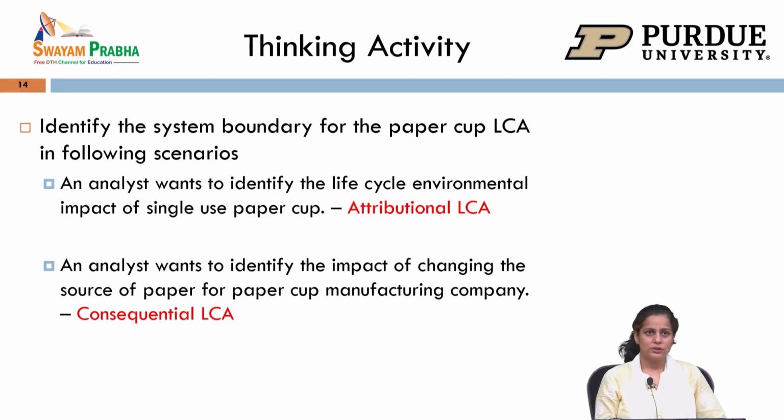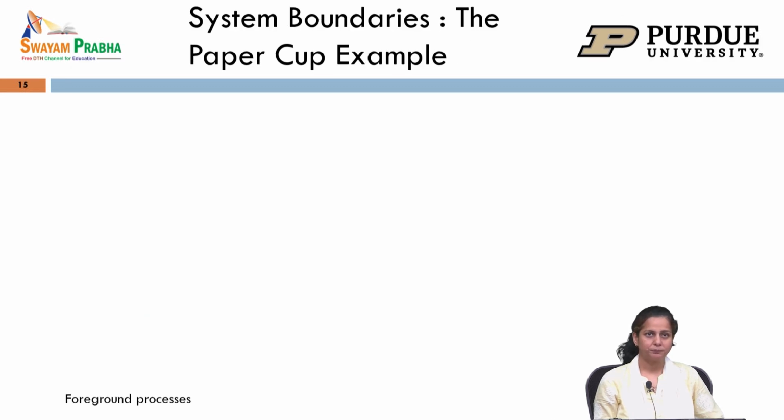So, the first goal, where the analyst just wants to identify the life cycle environmental impact of a single use paper cup, is an attributional LCA, because all we need to do is identify the key processes and attribute the impact of those processes to the single use paper cup manufacturing. In the second one, the analyst actually wants to identify what happens if they change the source of paper for paper cup manufacturing, and this is a consequential LCA because they want to identify the impact of that change, which is what are the consequences of this change.